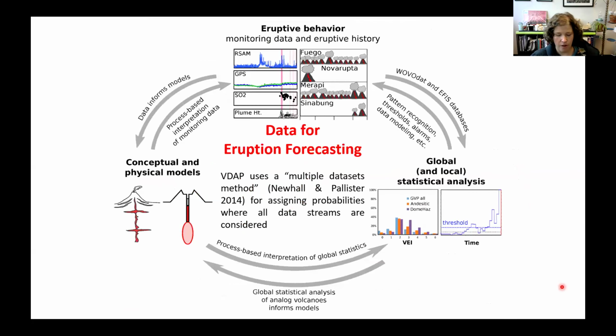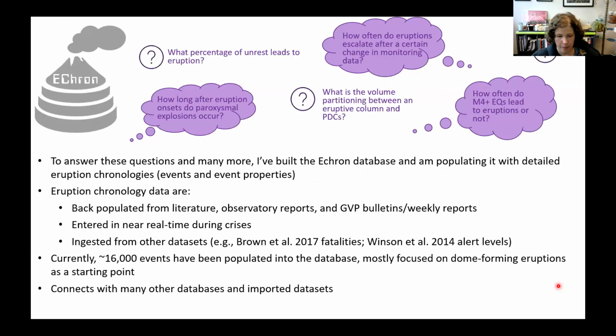The data that we use for eruption forecasting is pretty varied. We don't have any kind of prescriptive way of doing this. There's no plug and play way to forecast eruptions. So we're using a lot of different data. We're using monitoring data and eruptive histories. We're doing global statistical analysis on the data sets we have. We've got our conceptual models, and we have physical models of different processes.